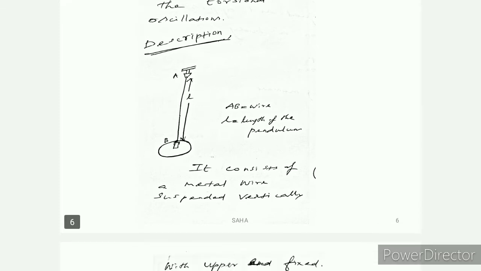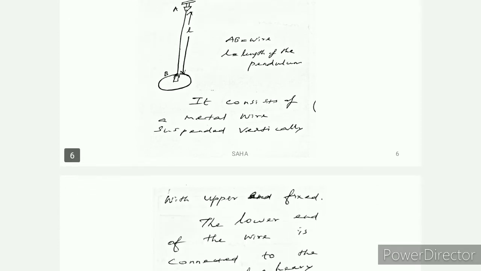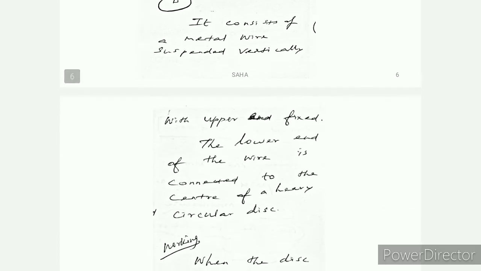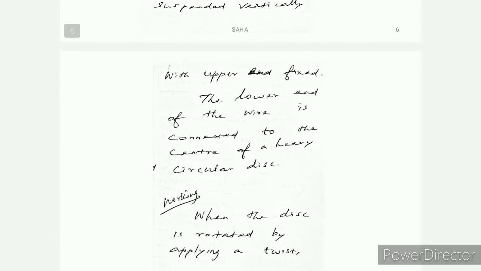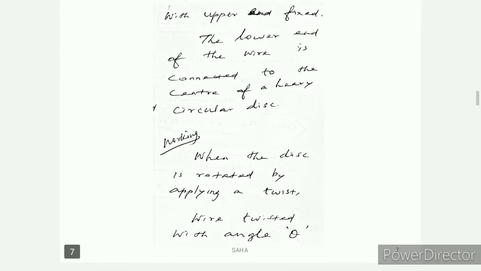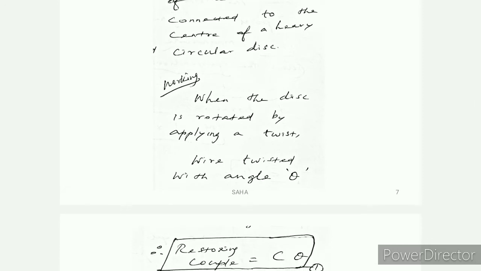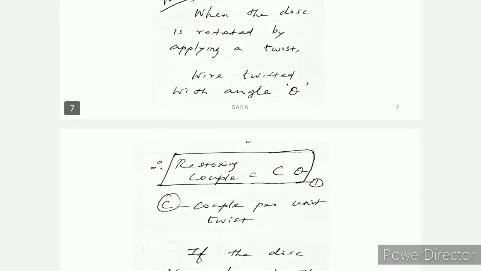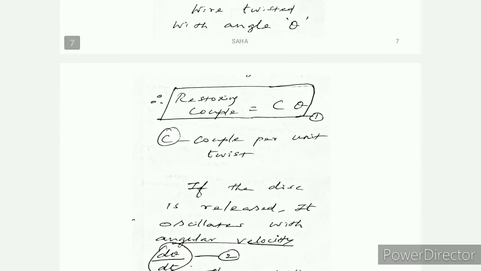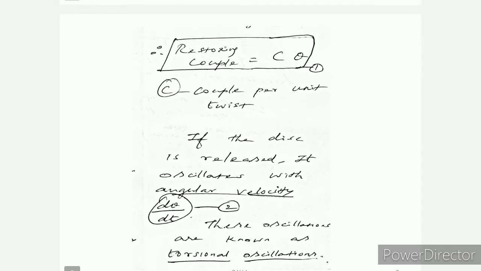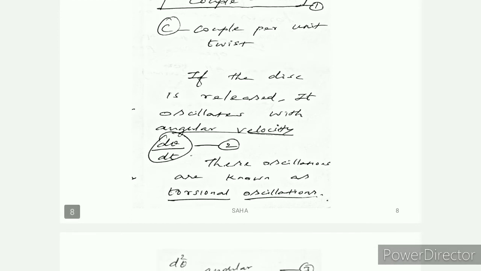It consists of a metal wire suspended vertically with the upper end fixed. The lower end of the wire is connected to the center of the heavy circular disc. When the disc is rotated by applying a twist, the wire is twisted through angle theta. Therefore the restoring couple is equal to C theta, where C is the couple per unit twist. If the disc is released, it oscillates with angular velocity d theta by dt. These oscillations are known as torsional oscillations.